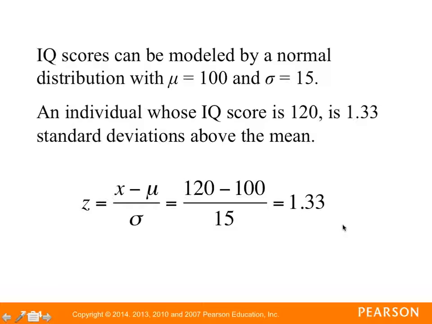and you get 1.33. Anytime you have a positive z-score, the way that you can know if you got it right, that you subtracted in the right order, is if you end up with a positive z-score, that means you're above the mean.